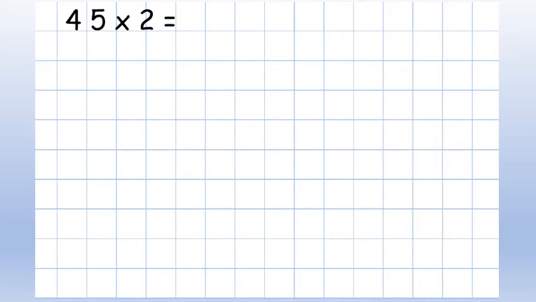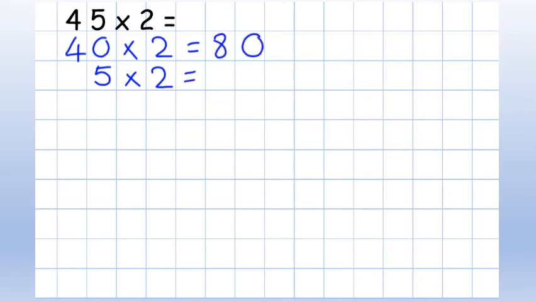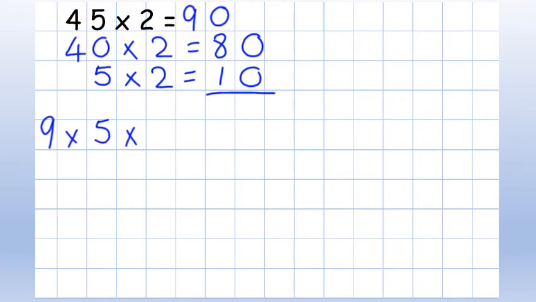And on to the next one, which is 45 times 2. We can partition into 40 and 5, multiply both sides by 2. 4 times 2 is 8, so 40 times 2 is 80, and 5 times 2 is 10. Add those together gives us 90. Now factorising, how do we factorise 45? It is in fact 9 times 5 or 5 times 9. 9 times 5 times 2.